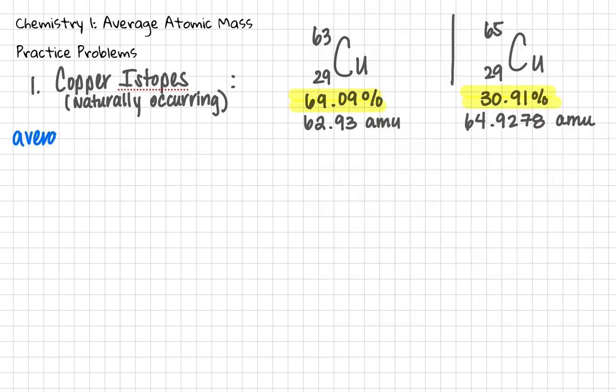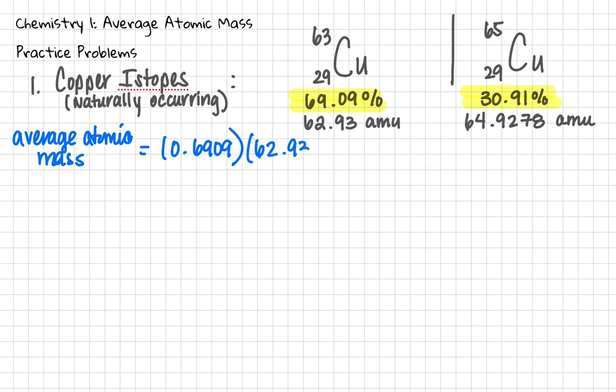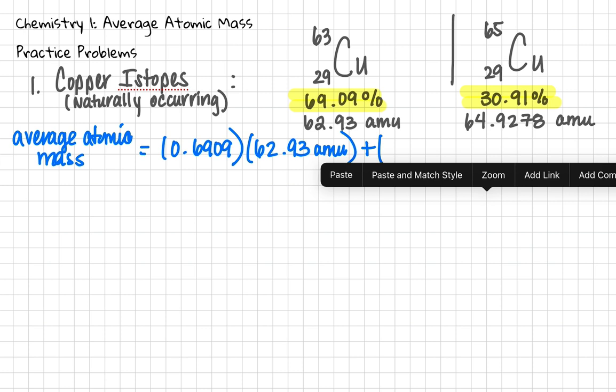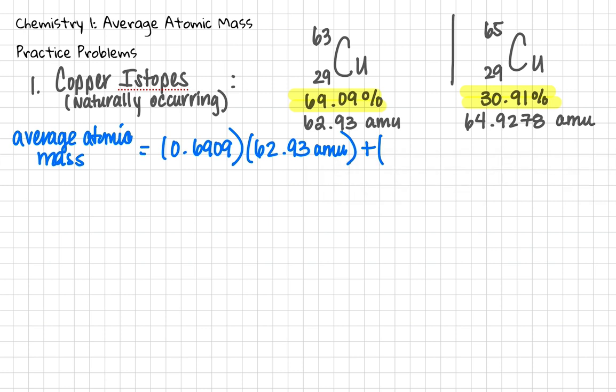all right, average atomic mass. The first one is going to be 0.6909 times 62.93 AMU. I'm always going to write the units as much as I can because I think units are good to follow along so you can understand what math you're doing. 0.3091 times 64.9278 AMU.